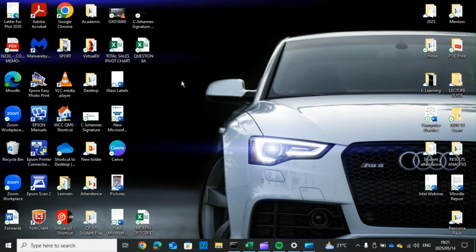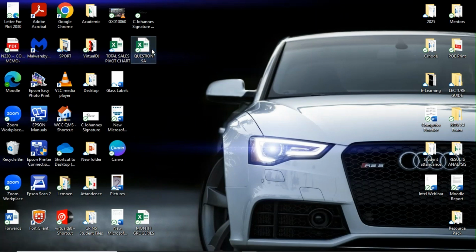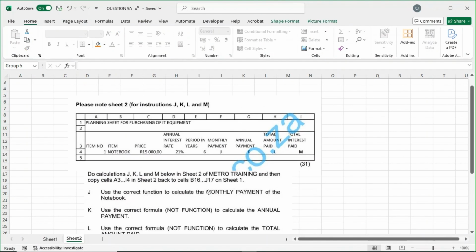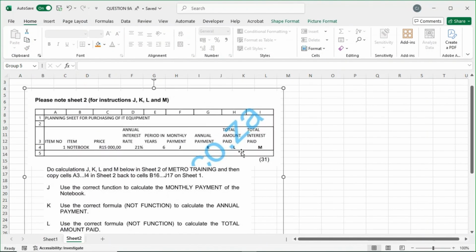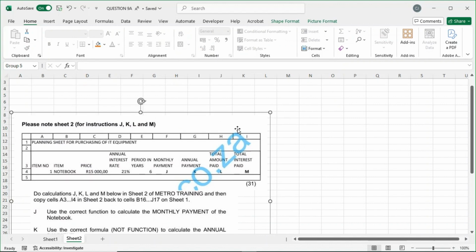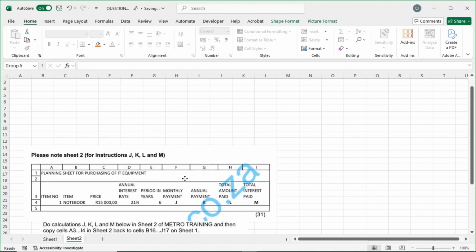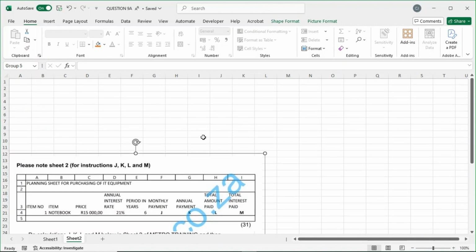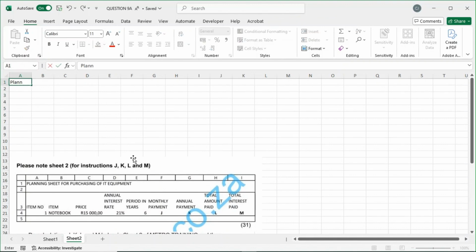We're going to continue with question 9a, the second part of that particular question. Let's just have a look. Okay, so the function that we're going to look at is PMT. They want us to fill in or put in the information before we do the particular calculation. So I'm just going to do that.